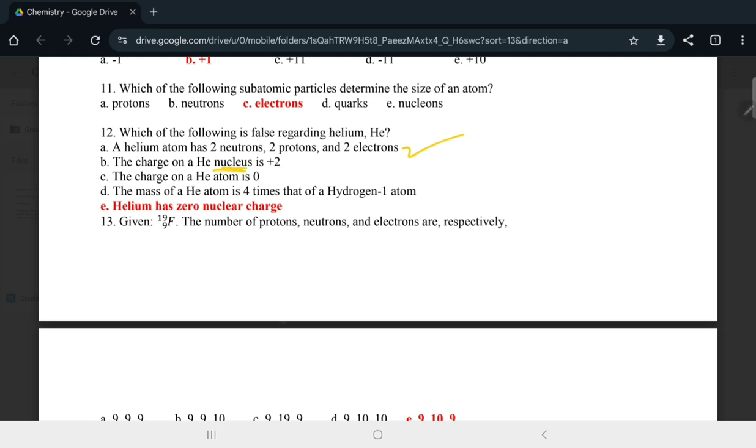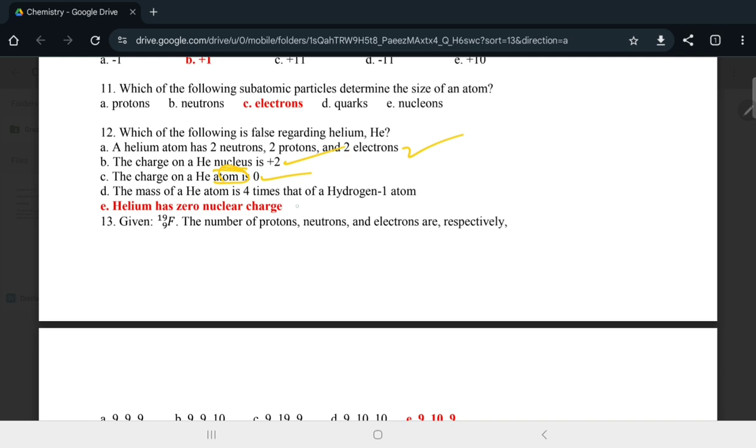Yes, because the nucleus has neutrons and protons. Neutrons are neutral, and protons are the dependent factors of the charge of the nucleus, so it will be positive 2. The charge of a helium atom, not the nucleus, the whole atom as a whole, is the difference between the electrons and the protons. So between 2 and 2, it's 0. So this is a correct one.